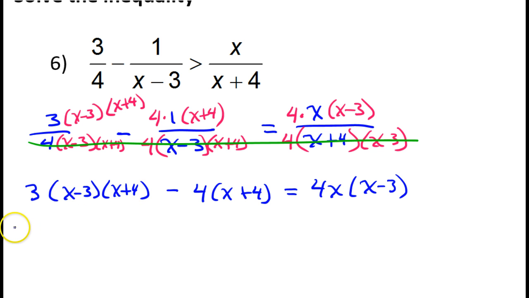Excuse me. I'm going to keep this 3 for a moment. If I double distribute, x times x is x squared. Now inner plus outer equals middle. Inner, I have negative 3x. Outer, I have 4x. Together, that makes 1x. And then negative 3 times 4 is negative 12. So that's what you get when you FOIL these out.